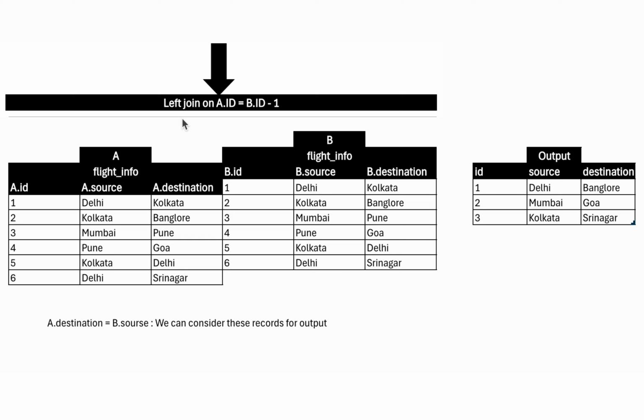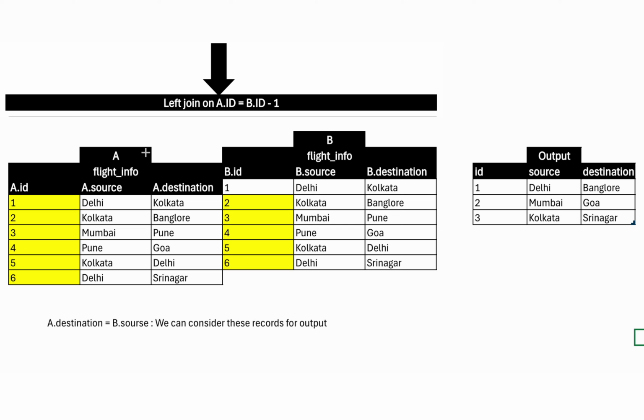That means when we have id 1 in table A, this will get joined with id 2 in table B. When we have id 2 in table A, this will get joined with id 3 in table B. And when we have id 3 in table A, this will get joined with id 4 in table B. This is how the entire table will get joined together, and after using this condition we will get a complete table like this, as shown in this figure.